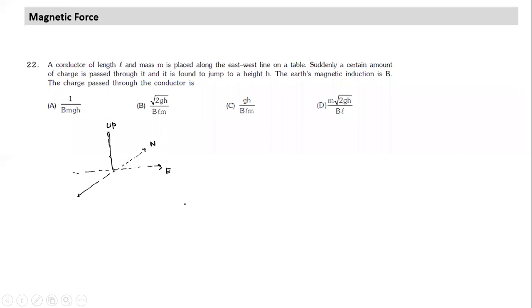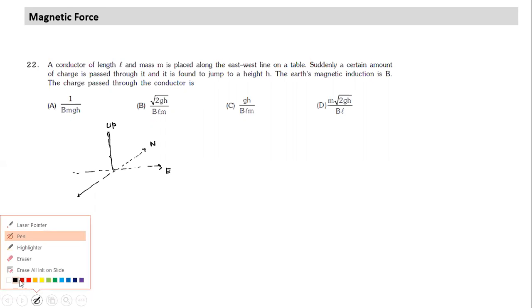Okay, so I hope all of you read the question now. So let's draw how the conductor is placed here. This is something you have drawn. East is towards your right, and north is into the plane of the screen. This is south, and so on. Upwards is vertically up.